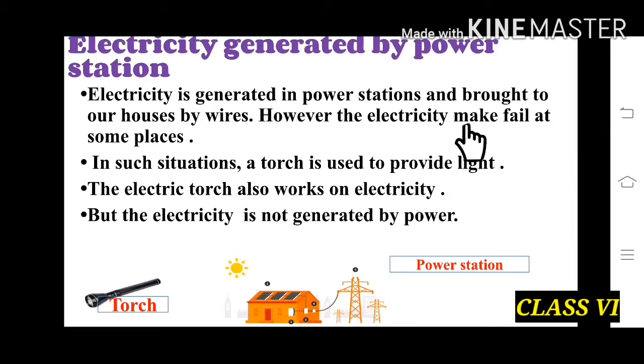However, the electricity may fail at some places. So in such a situation we can use a torch, and it provides us light. The electric torch also works on electricity, but the electricity is not generated by a power station. In this torch, there is an electric cell through which the light is produced from the torch.